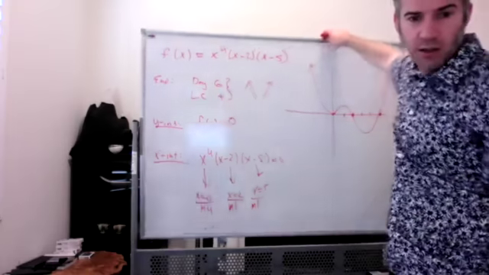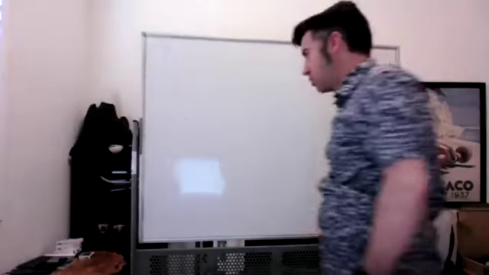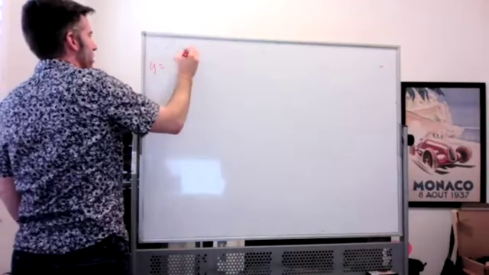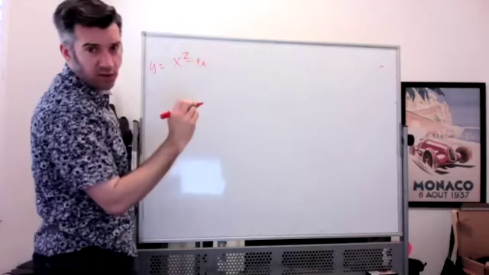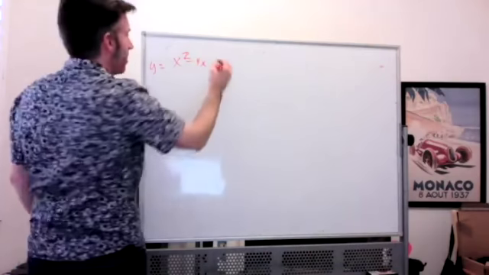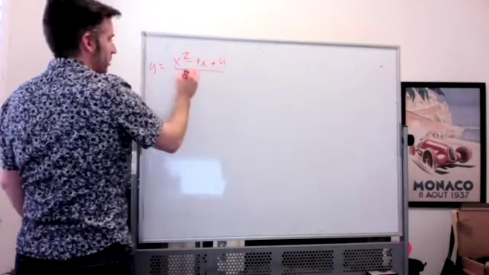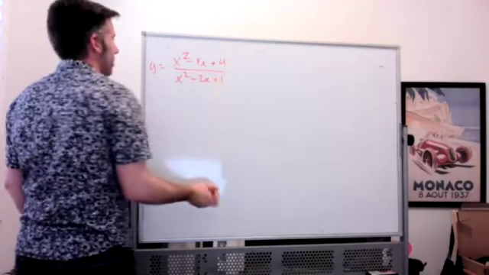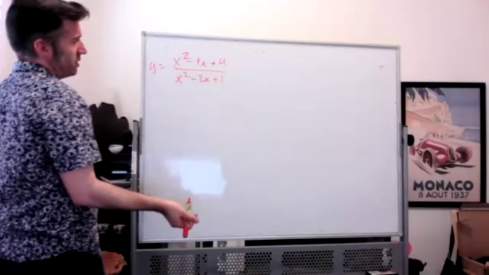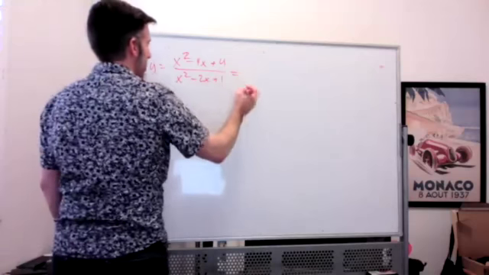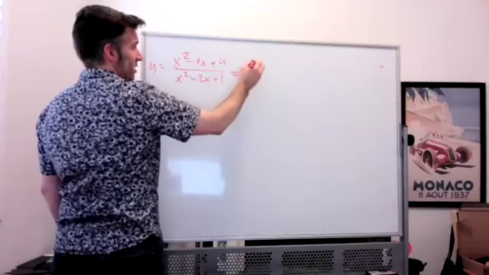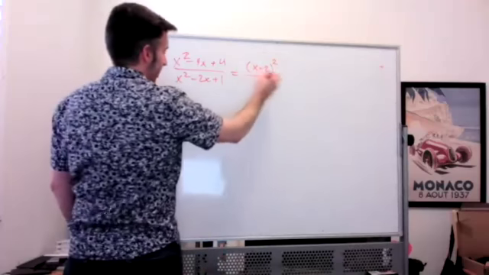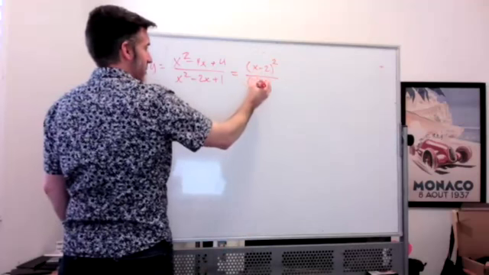So let's take a look here. It's y equal to x squared minus 4x plus 4, over x squared minus 2x plus 1. So if you're going to graph this, something you want to do is factor. The top factors is x minus 2 times x minus 2, which is x minus 2 squared. And the bottom factors is x minus 1 times x minus 1, which is x minus 1 squared.